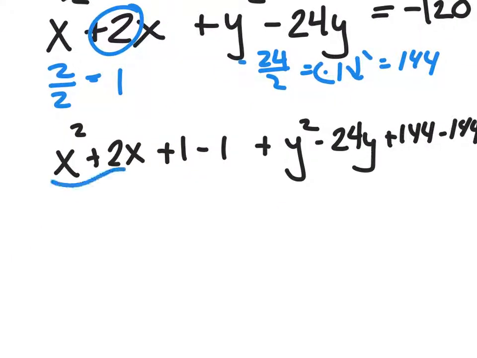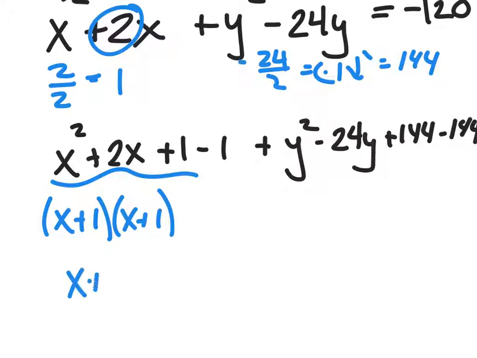All right, now we, just like we normally do, take the first 3 terms, factor them. So that's really x plus 1 times x plus 1. So I'm going to call that x plus 1 squared. Now don't forget, you still have this minus 1 hanging out.